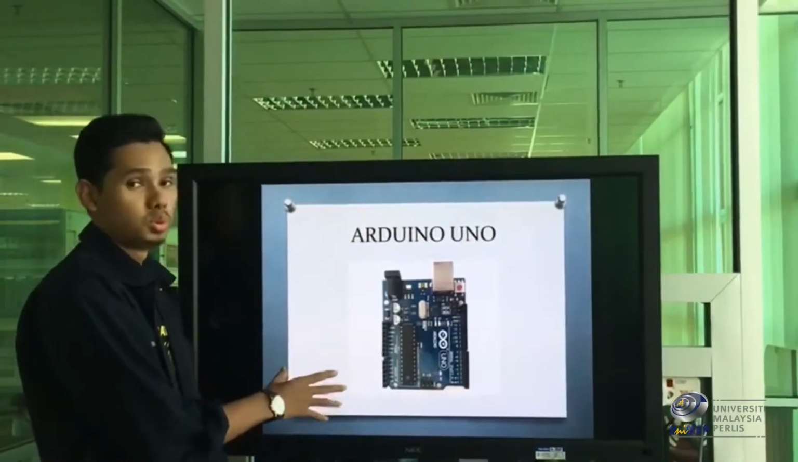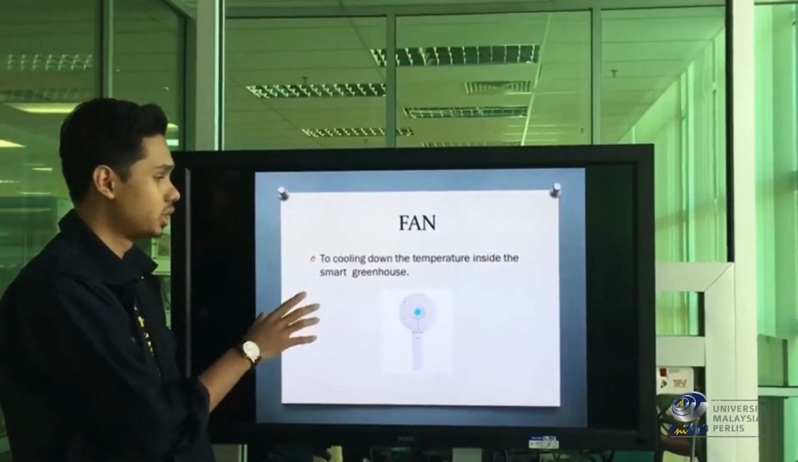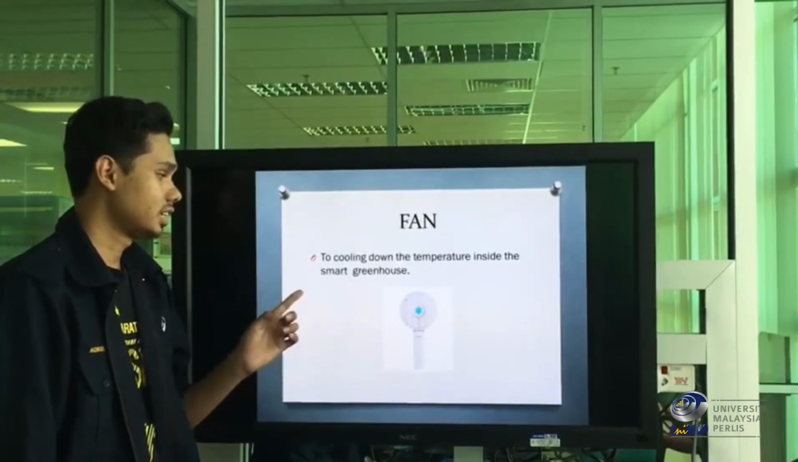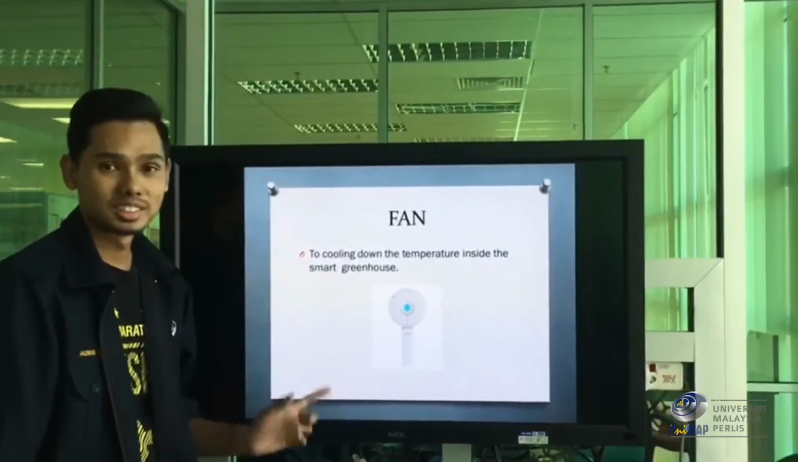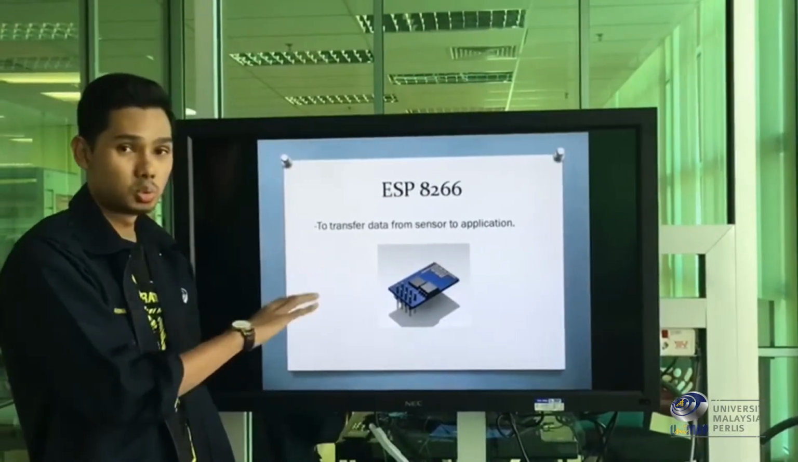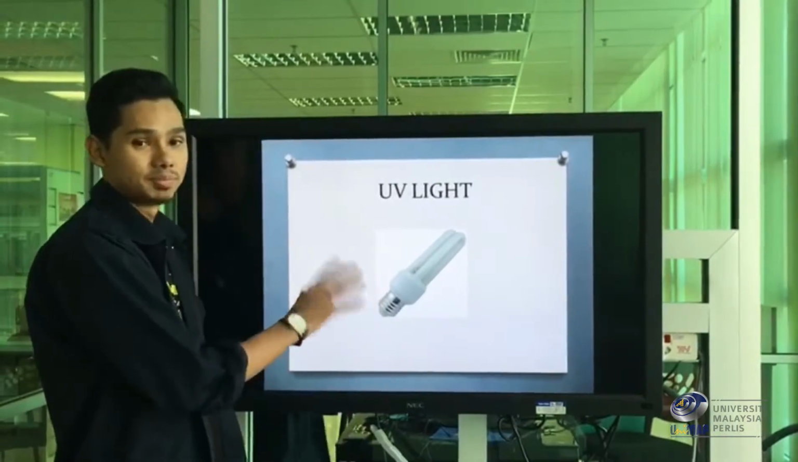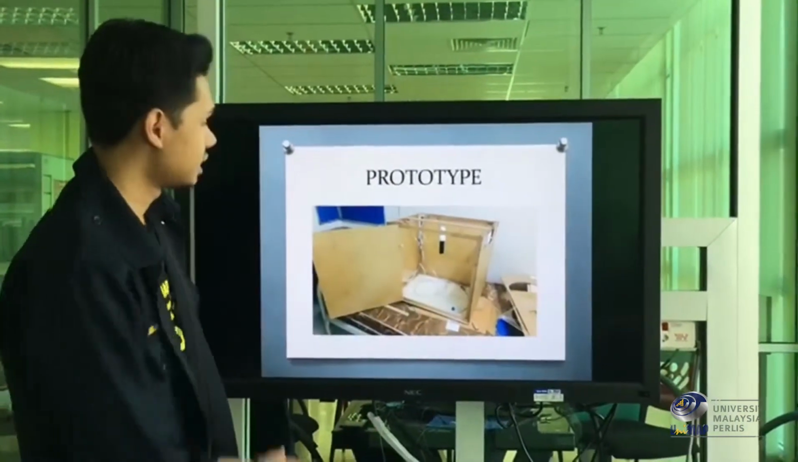This is Arduino Uno. The fans we use to cool down the temperature inside the smart greenhouse. This is ESP8266 to transfer data from sensor to application. This is UV light. Okay, this is our prototype.